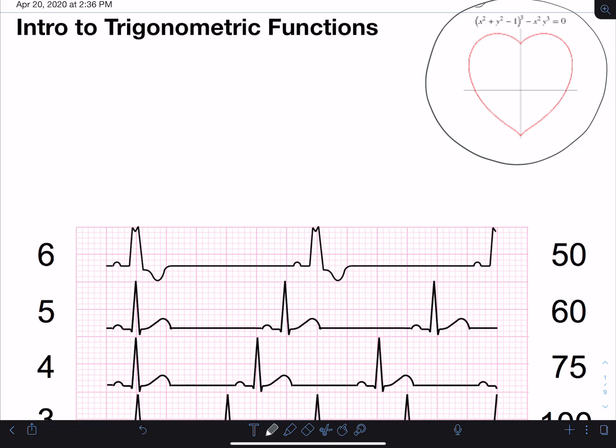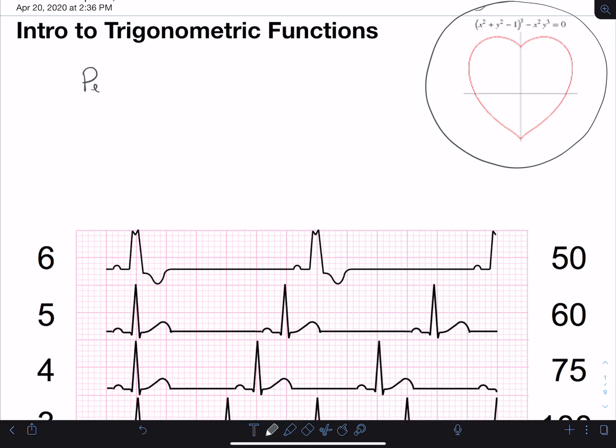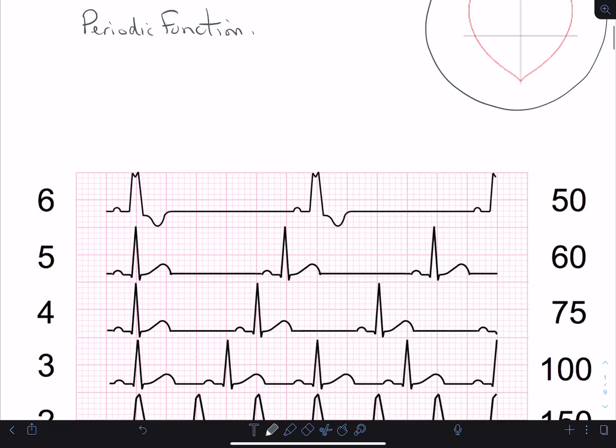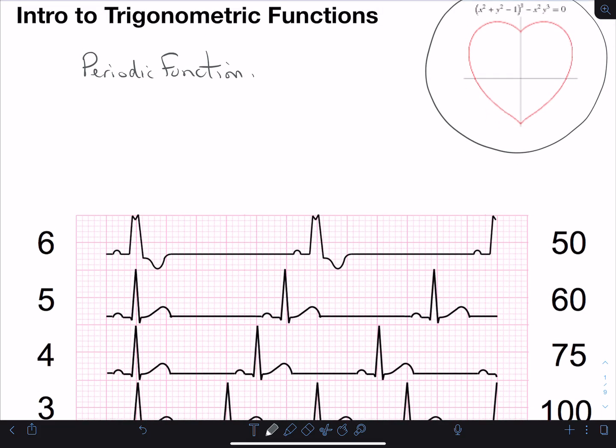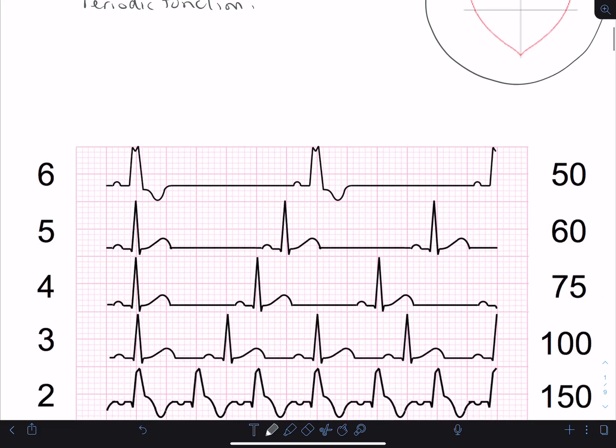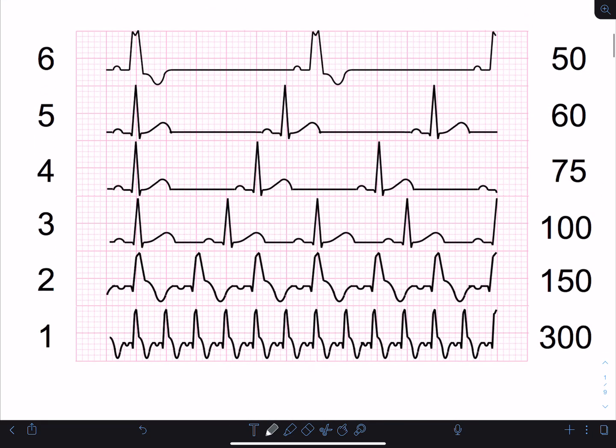with trig equations, I'm going to back up a little bit and say that this is part of a periodic function. A periodic function is one where there's a clear pattern of repetition in the graph, and it can go on indefinitely. So I thought a nice example of that was something like a heartbeat. These are some examples here of heartbeats.